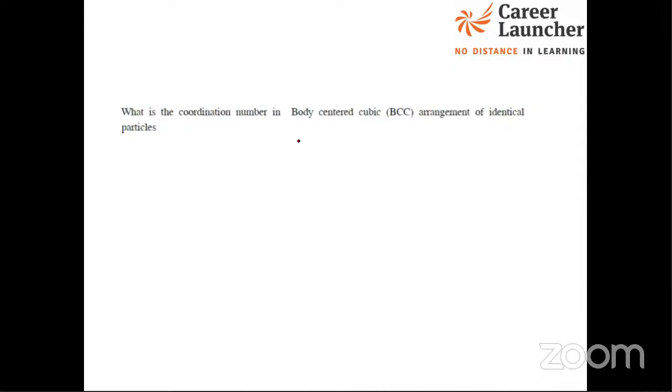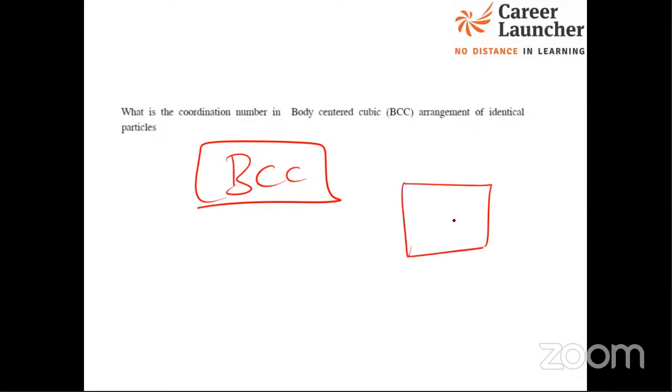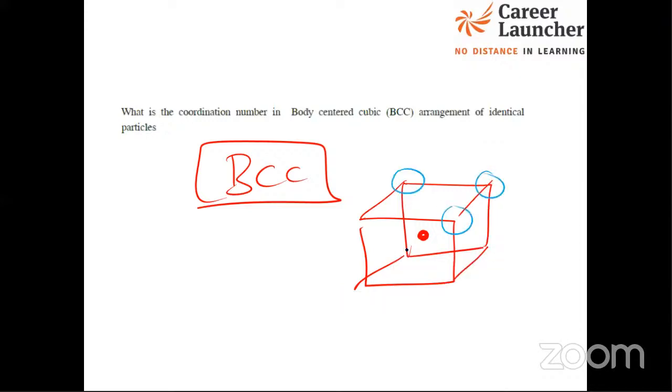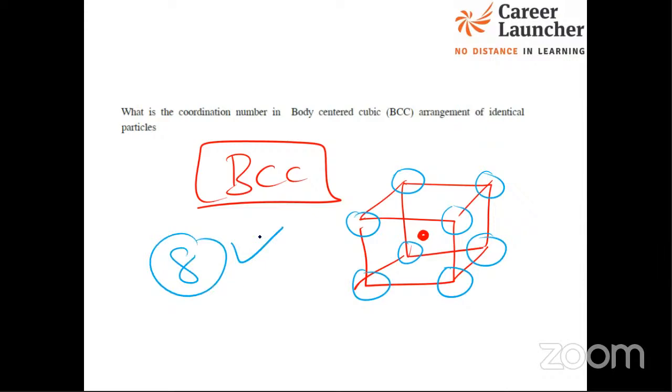What is the coordination number in body centered cubic arrangement of identical particles? BCC, so you can answer it blindly. BCC means something is present at the body. So if you see this, how many are directly touching this? If you observe, how many? 1, 2, 3, 4, 5, 6, 7, 8. So 8 is the answer.